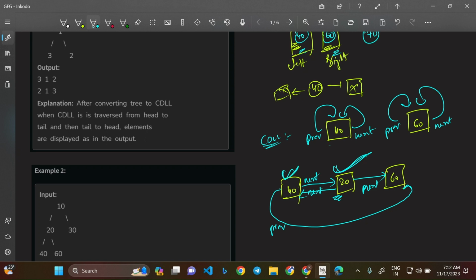Now the only thing that's left is 60. So 60's left, or previous. Okay, 60's previous would be 20, so 60's previous is also done. Now 60's next would be pointing to 40, right? So even for 60, we have done this particular thing. We have solved it for a particular thing.